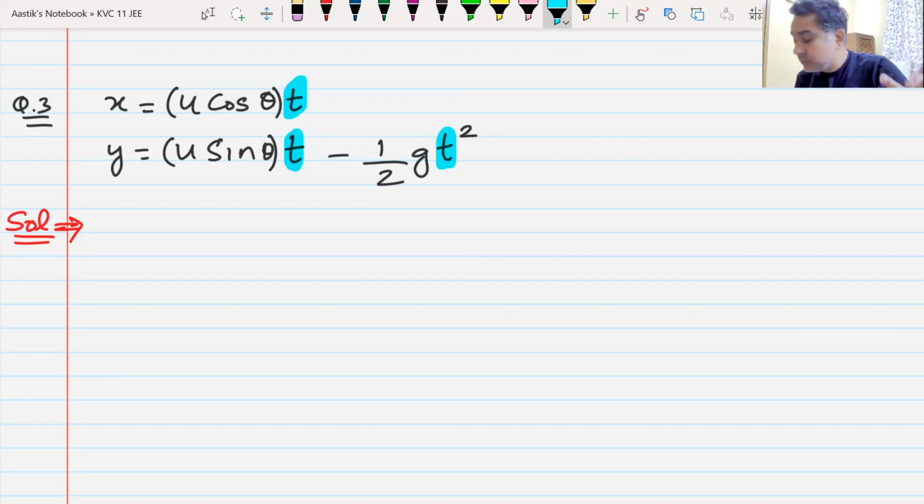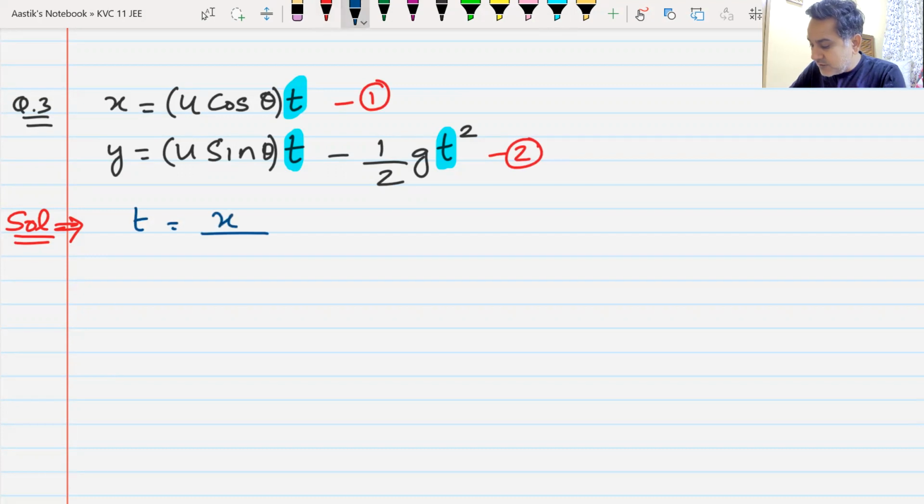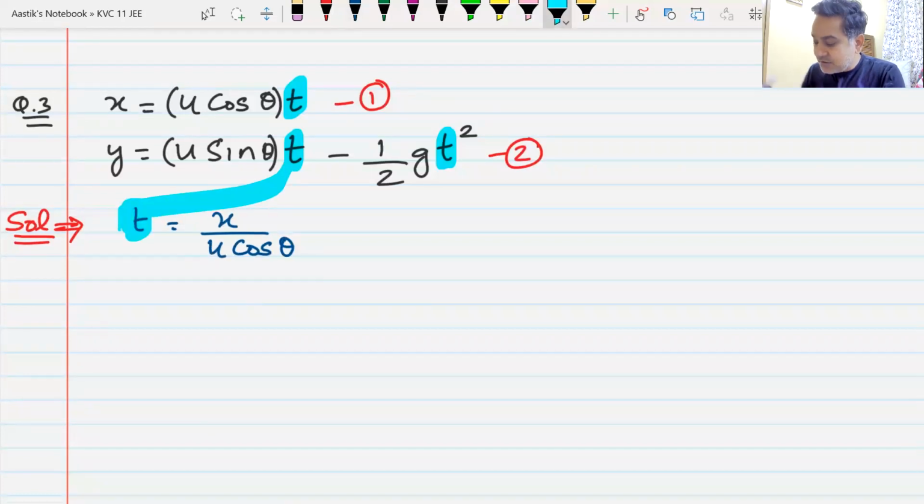Okay. So I need to eliminate t. How do I do it? Let me call this equation number 1. Let me call this equation number 2. I'm going to find the value of t from equation number 1. From equation number 1, I can get t is equal to x by u cos theta. Once I get this value of t from here, I will just put it here and I will get my answer.